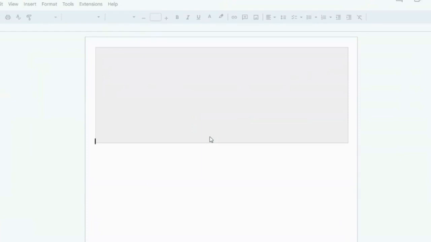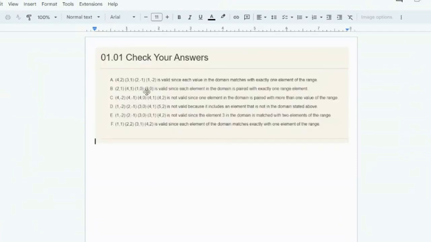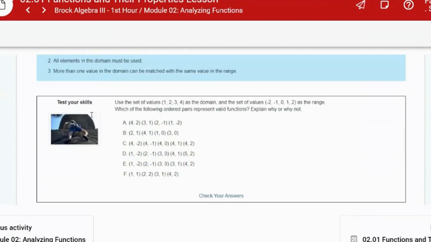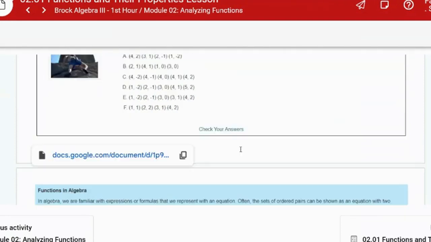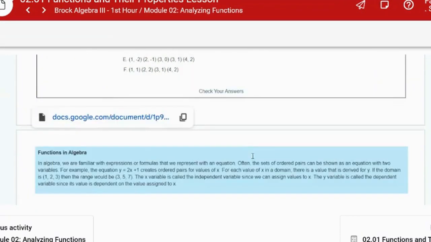It may load slowly like this, but at some point, there you go. A, B, C, D, E, F, there are all the answers right there. So when it has these check your answers, you can do that. Test your skills. We're not going to go over all those. That's something you can go back and do to see if you understand what a function is by checking those six, to see if you can do those.